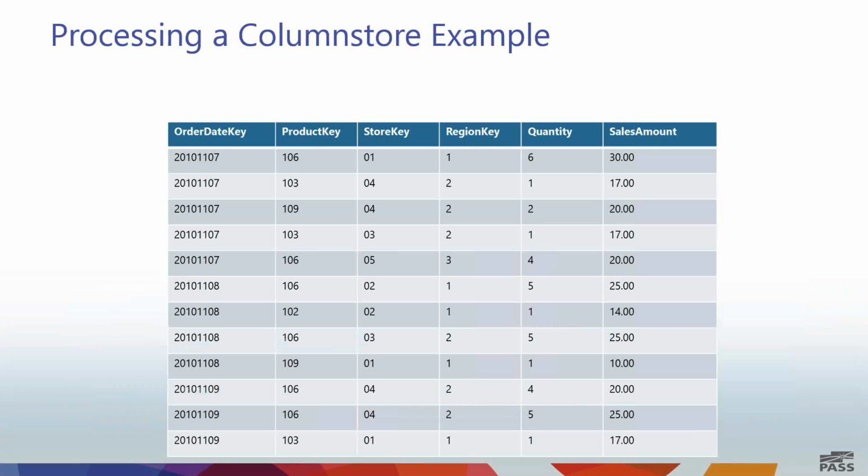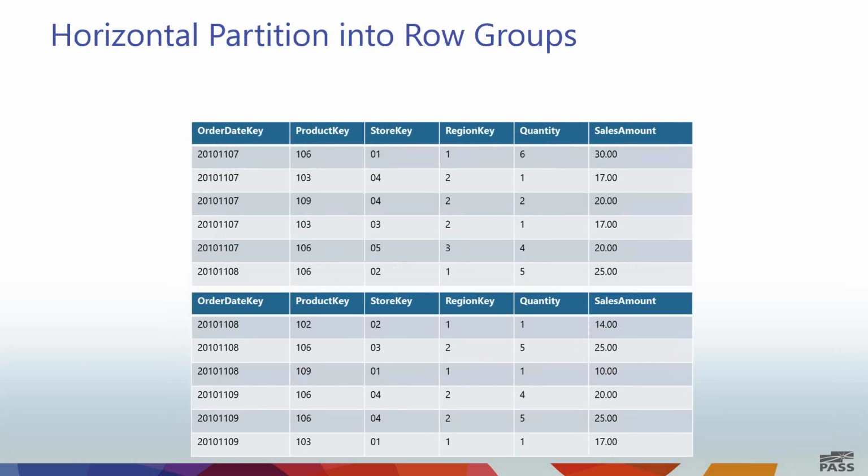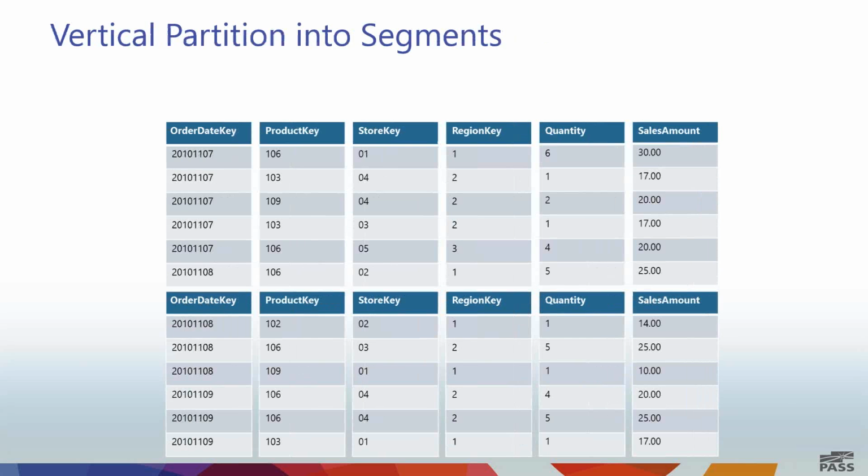If you take a standard SQL Server table, and this looks fairly familiar as a fact table, let's talk about how you process this column store. Let's take this table, and the first thing that SQL Server does is it horizontally partitions everything into row groups, approximating out to about 1 million rows per row group on the first pass. So each row group gets about 1 million rows. And then the next thing we do is we vertically partition each one of those row groups into segments.